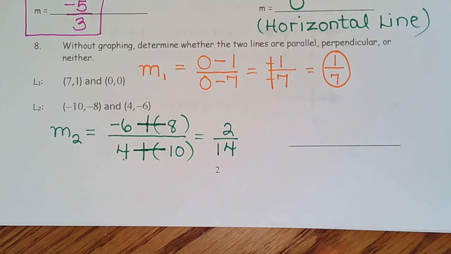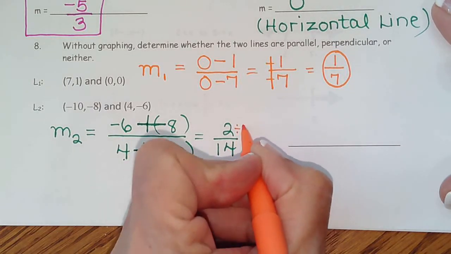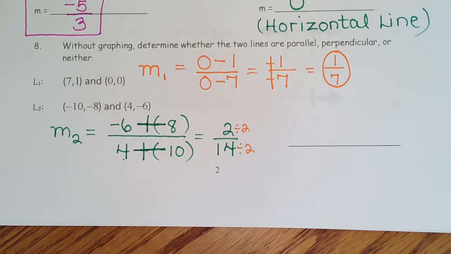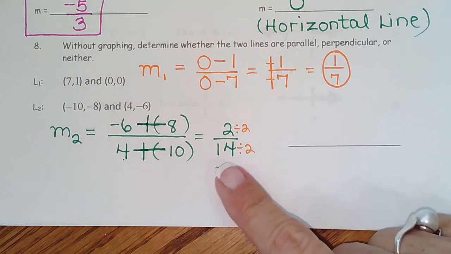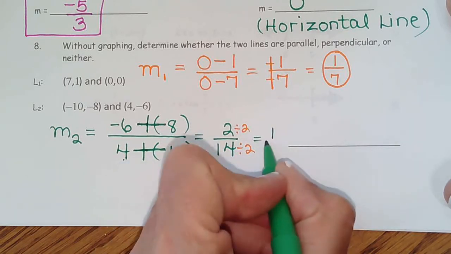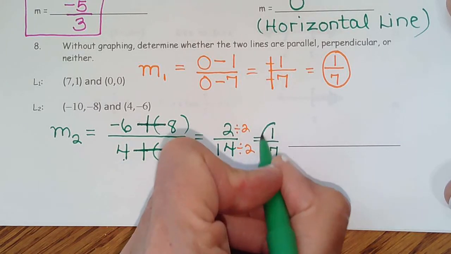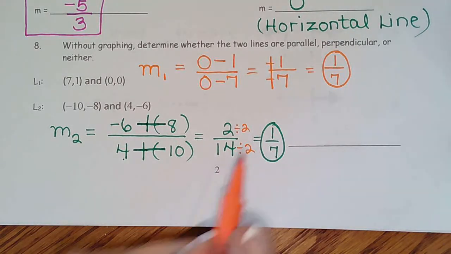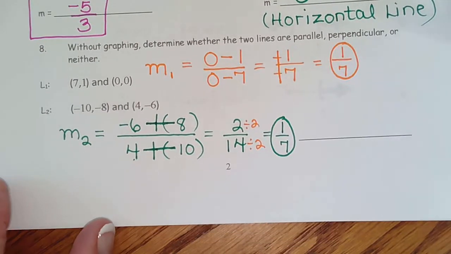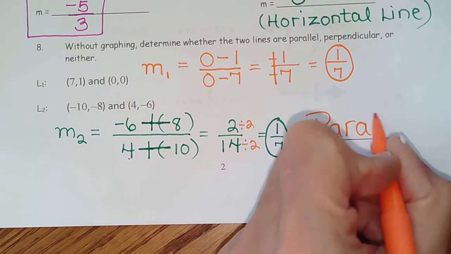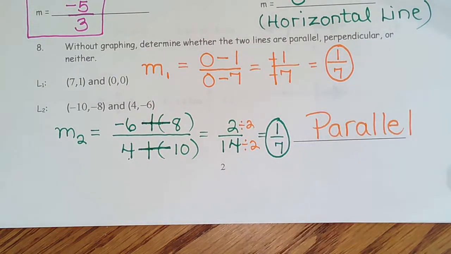So these are both even, which means they're both divisible by 2, because if you don't simplify it, you're going to think these 2 lines are neither, and they're not neither, because 2 divided by 2 is 1, 14 divided by 2 is 7. Boom, look at that. Same slopes. They have the same slope. We know that means they are parallel. There we go.